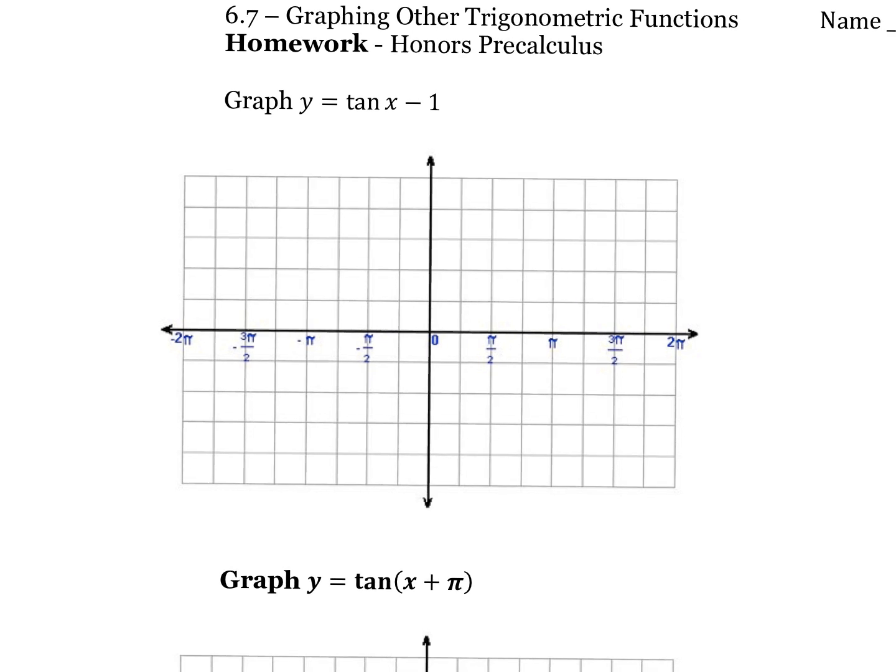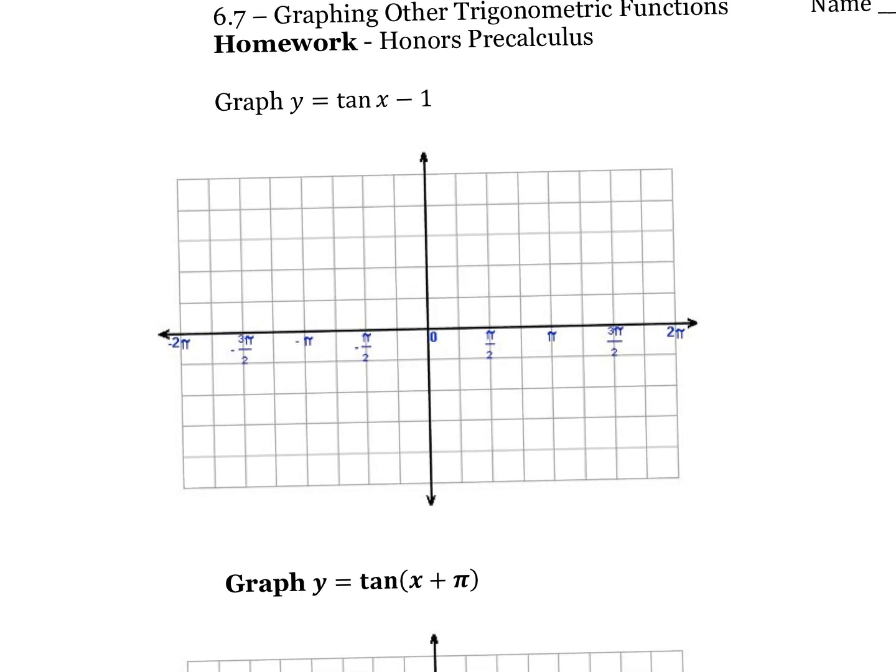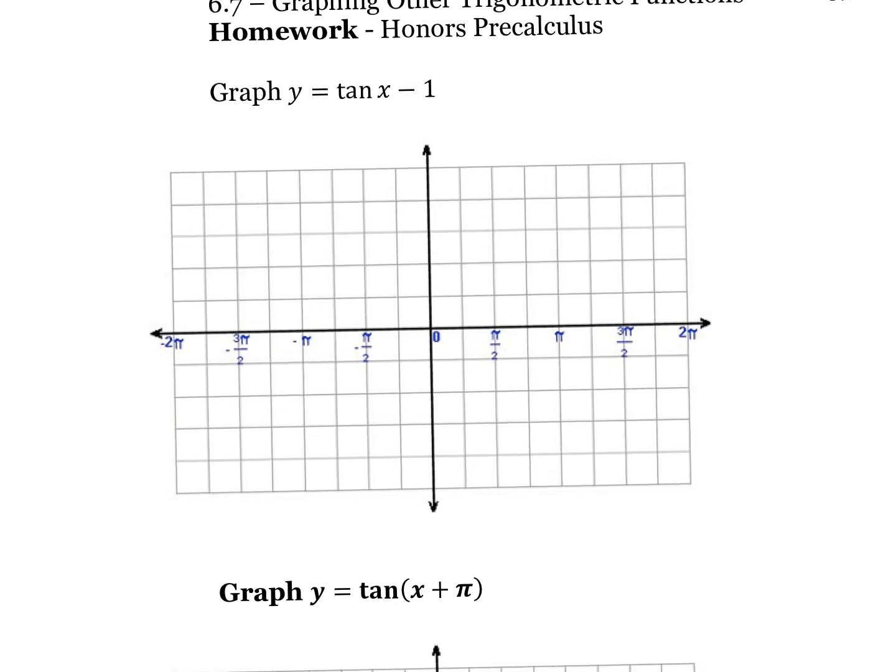Okay, so what's this tangent of x minus 1 going to do? Move it down 1. It's just going to move that center down 1. So if we always started at the origin, I'm going to move down 1. Then where would my other 2 points be? Agreed. And my asymptotes are still at negative pi over 2.